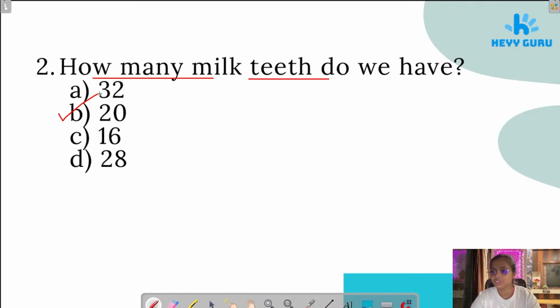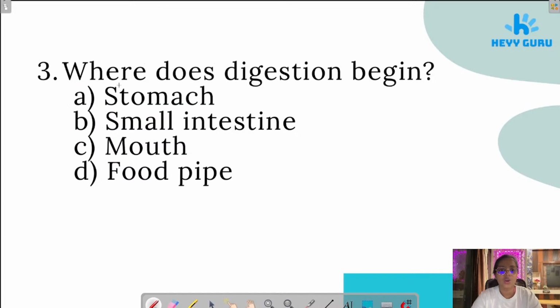Okay, so sorry for the question. I just read it wrong. Moving forward to another question. Where does digestion begin? From the stomach, from your small intestine, from your mouth, or from your food pipe? Where does digestion begin? Yes, I am looking for your replies.